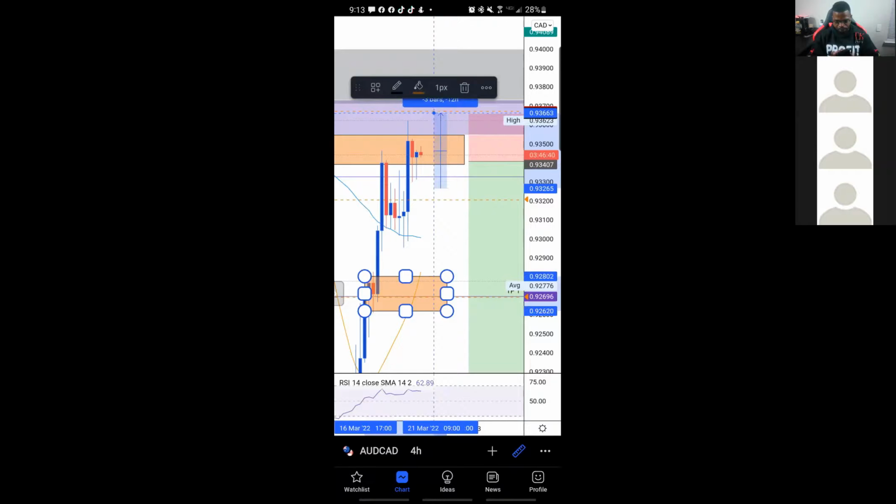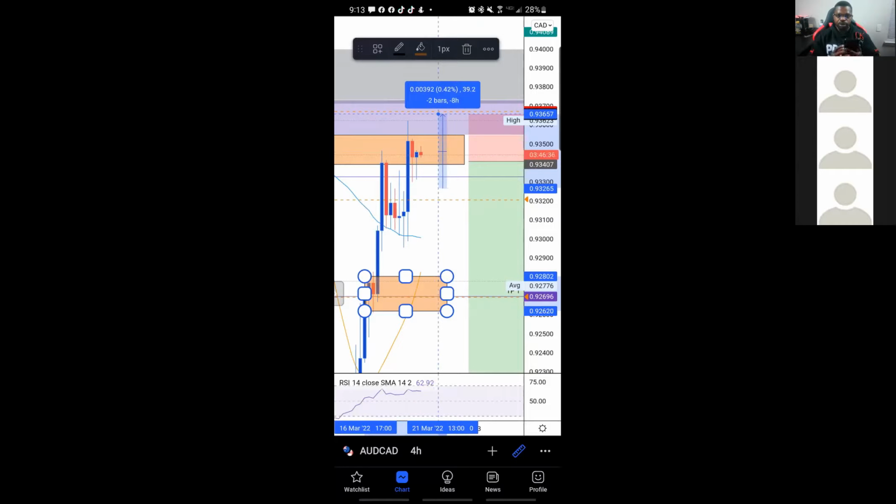Okay. Now from here, you see the pip count? Hold on, let me move this. You see the pip count? Yeah, 39, is it 39.2? 39.2, but we're just gonna put in 39. So if you would have entered on time, the stop loss would have been 25 pips like we have in our Discord. But let's say you entered late and you're here.